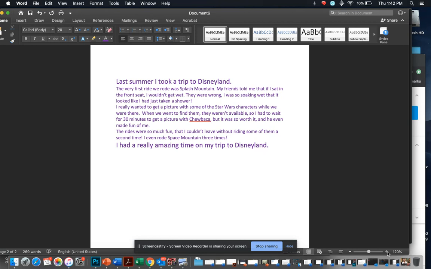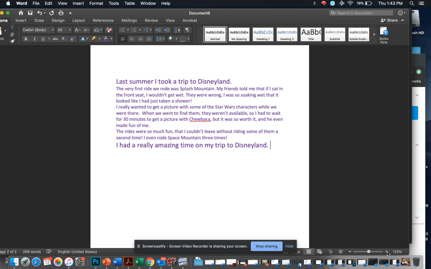So last summer, I took a trip to Disneyland. The very first ride we rode was Splash Mountain. My friends told me that if I sat in the front seat, I wouldn't get wet. They were wrong. I was so soaking wet that it looked like I had just taken a shower. I really wanted to get a picture with some of the Star Wars characters while we were there. When we went to find them, they weren't available, so I had to wait for 30 minutes to get a picture with Chewbacca. But it was so worth it, and he even made fun of me.